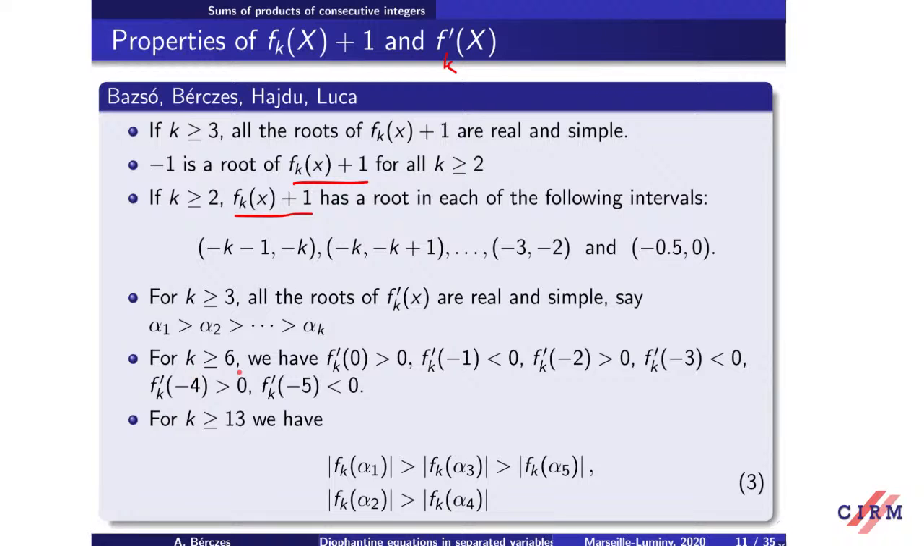If k is larger or equal to 6, then we can prove that fk derivative at 0 is positive, fk derivative at the value -1 gives a negative value, and so on. And for k larger or equal to 13, we have fk of alpha 1 is larger than fk of alpha 3, which is larger than fk of alpha 5, and fk of alpha 2 is larger than fk of alpha 4. These are properties which we needed in the proofs of our results.